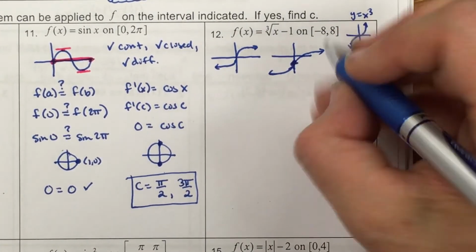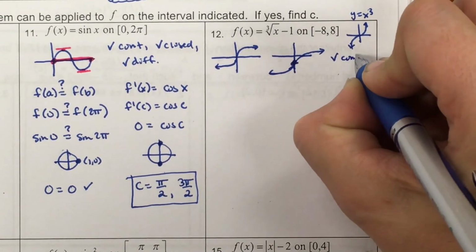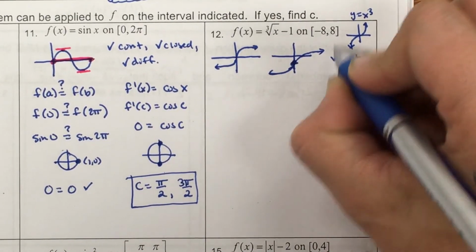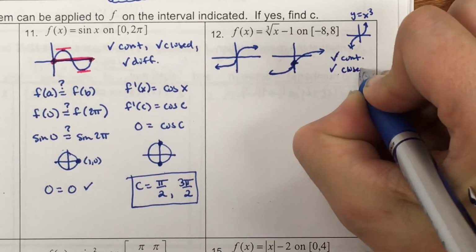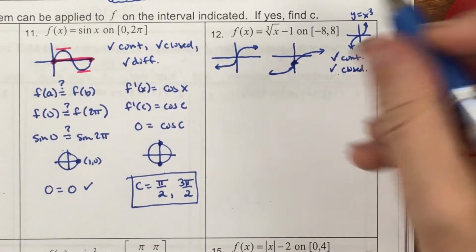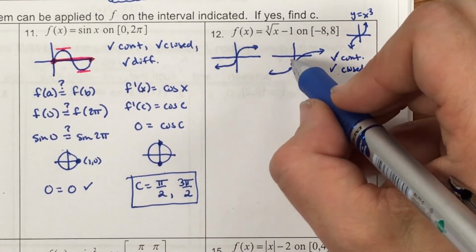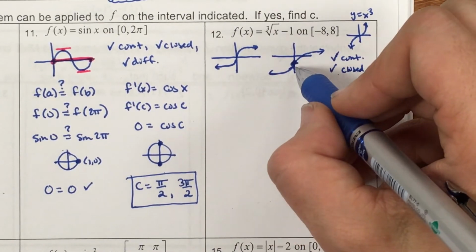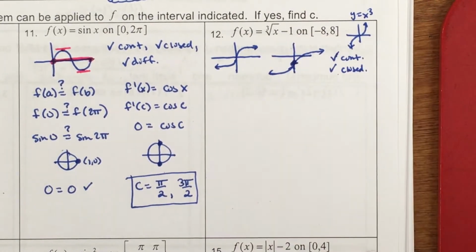So let's check this. This is a continuous function, so check continuous. It works out. Check closed. Differentiable. That's smooth. Are there any corners, cusps? No. Vertical tangent. There is a vertical tangent.